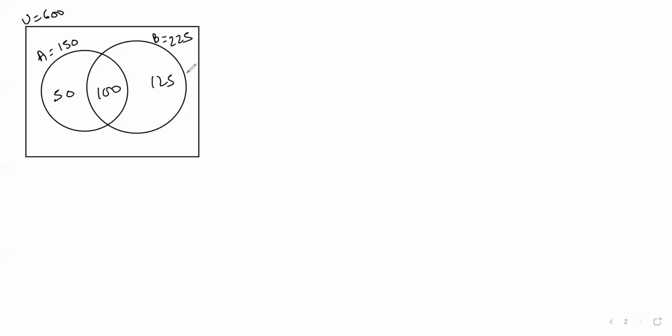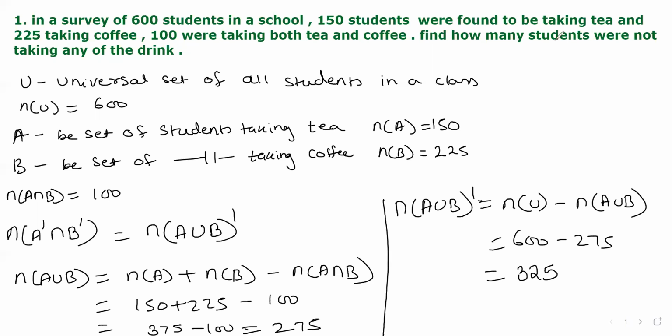If you add them, this is 50, 150, 175 and 275. These are total 275. 600 minus 275, 325 will be the people who are not drinking anything. But solving only using the Venn diagram is not allowed to us. So we will always solve it using the formulas.